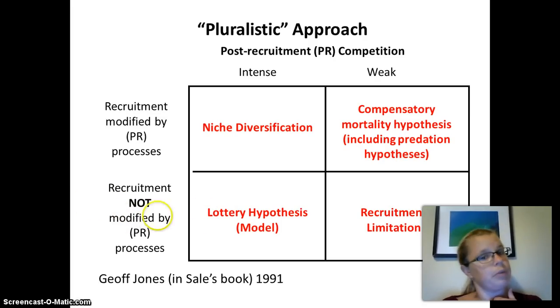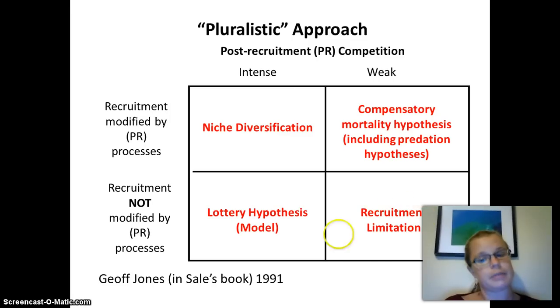So if both recruitment and competition are important, then you're going to get the lottery hypothesis model, which, remember, is where there's empty spots on the reef, and whatever fish larvae happens to be closest and ready to settle is going to get that spot and hold on to it for life. And then if there's not enough recruitment, then there's not going to be competition, and that's when you get the recruitment limitation model.